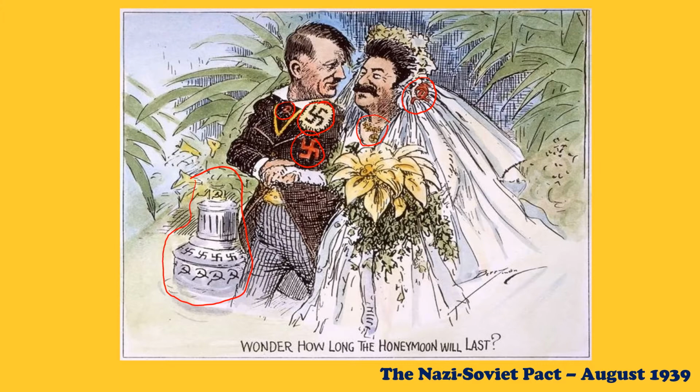Now, what I really love about this cartoon, despite the fact it is really out there and kind of crazy, is the caption down the bottom. Wonder how long the honeymoon will last. Because clearly, when the Nazi-Soviet Pact came about, people were very, very surprised. If you've been watching all of the videos and you've done your learning about the causes of World War II already, you will know that the Nazis and the Soviets were enemies. So why on earth are these two joining together? And how long will this union between them last?